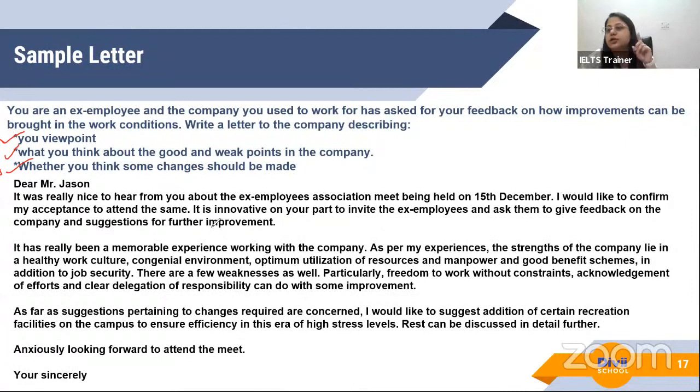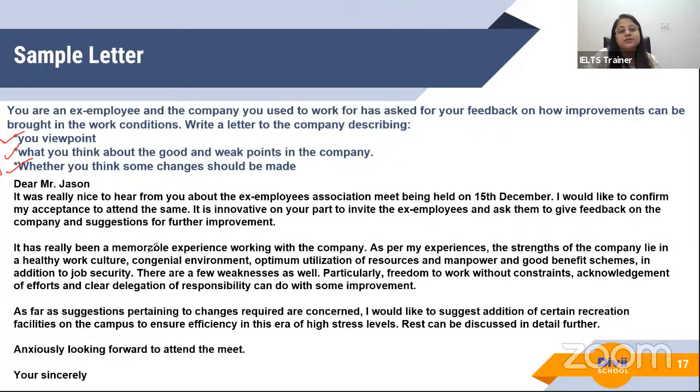Obviously, you have written your introduction and the purpose. Now, what is the purpose of writing the letter? That you really feel it is very good that you are taking suggestions and the feedback from the employees who have already worked over there in your organization. So that is all about it. Now you will come to the next point. What is the next point? What you think about good and weak points in the company.